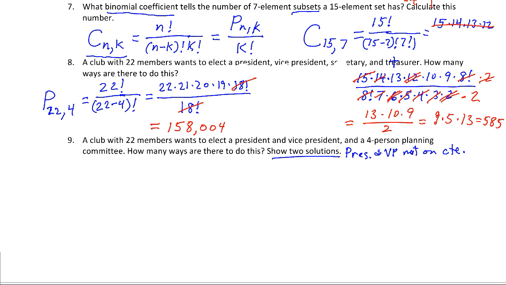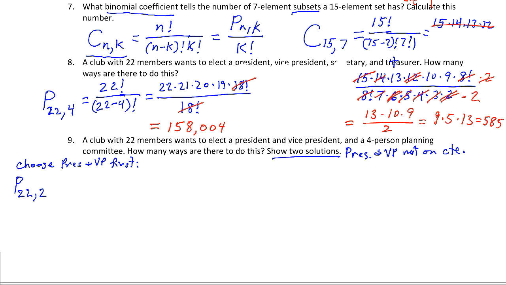And what I'm going to do is show you a solution where first we choose the president and vice president, and then we choose the 4-person committee out of the remaining club members. So here we choose the president and the vice president first. And the way we do that is, P is for president, so out of 22 members, we're going to choose 2 of them to be the president and the vice president. Okay? So that's the number of ways of choosing the president and vice president.